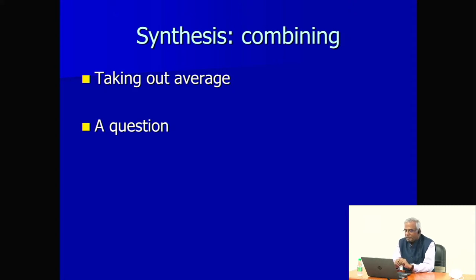Second thing you have to remember is that when we do meta-analysis, we essentially take out an average. We have done five studies. Five studies have given five different effect sizes. Let us say it is to determine an effect, you do a randomized trial, five different effect sizes. You take out the average of that, and that will be called the summary measure or summary effect size.